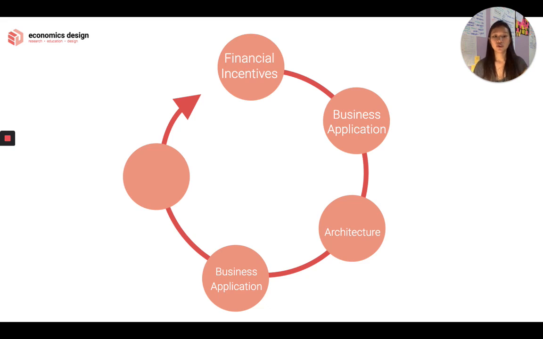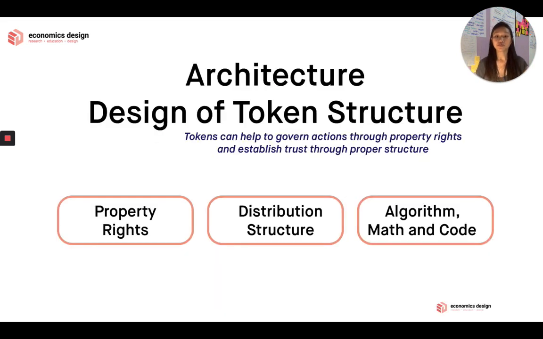So we are going to look at the business application side of things. In the architecture of tokens, we're going to look at how tokens can help to govern actions through property rights. And also when we have a proper structure of tokens, when we show people, okay, these are the different building blocks that make up the token.